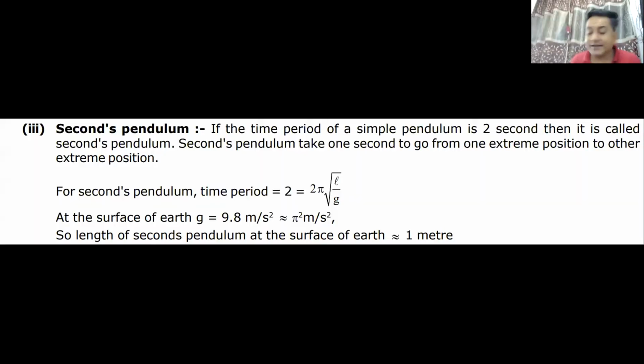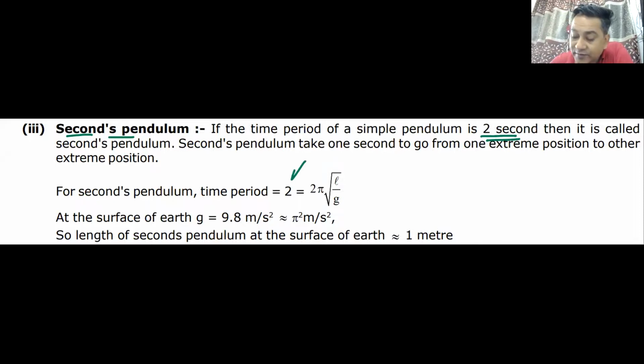Well done. Then the next thing is something known as the seconds pendulum. What is the seconds pendulum? Students get confused sometimes. They think that a seconds pendulum is a simple pendulum whose time period is 1 second. Remember, its time period is not 1 second, but its time period is 2 seconds.